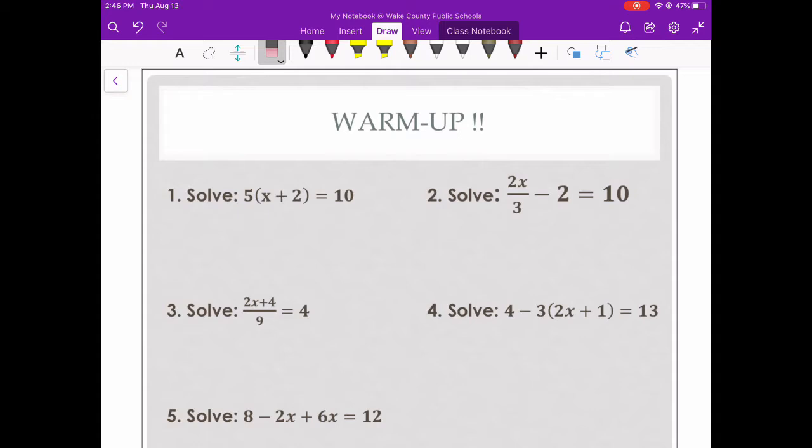So if you'll pause your screen and work out those 5 warm up problems just as a refresher from our previous content. If you watched our previous video in this series, you should be ready to do these. So just pause the screen, do those 5, come back and check your answers.